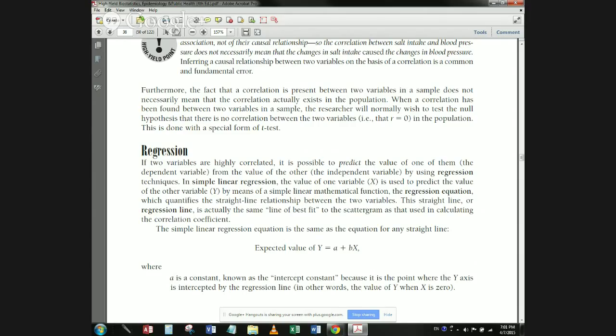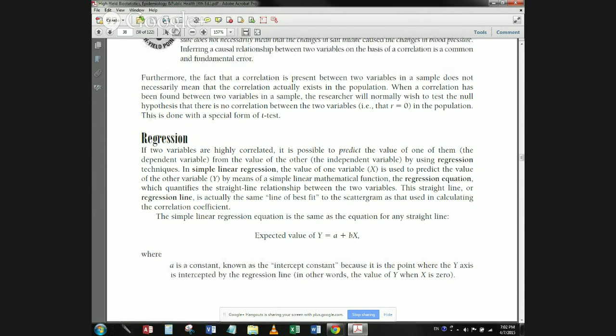Furthermore, the fact that a correlation is present between two variables in a sample does not necessarily mean that the correlation actually exists in the population. When a correlation has been found between two variables in a sample, the researcher will normally wish to test the null hypothesis that there is no correlation between the two variables, that is, that R is equal to 0 in the population. This is done with a special form of t-test.